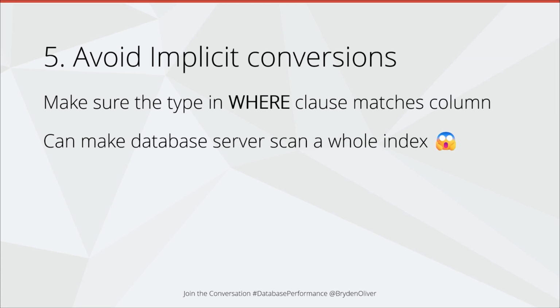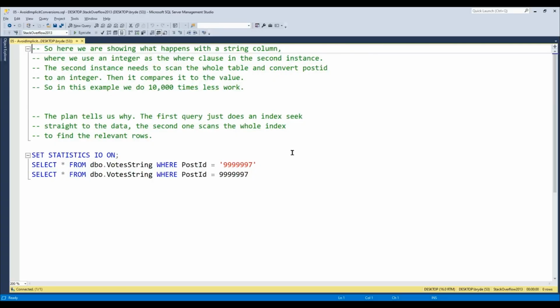Okay, another thing that often causes problems is implicit type conversions, particularly in where clauses. They can make the database server, instead of seeking to the exact row, in other words looking it up correctly in the index, end up scanning the whole table because it can't figure out that there's an index there, or the index doesn't match what it's expecting. So let's see an example of that.